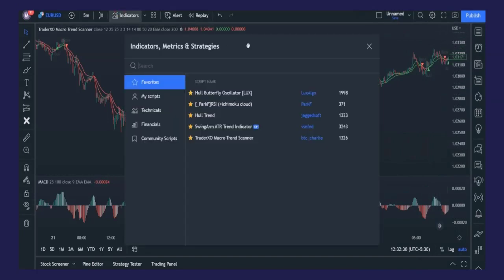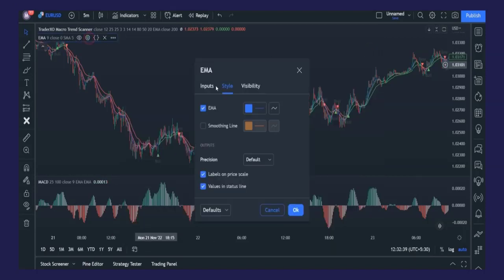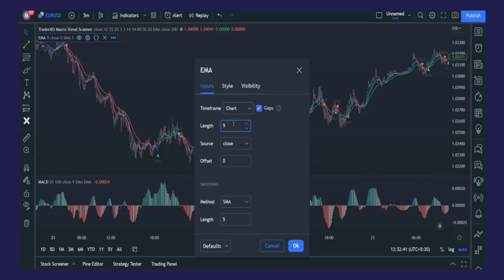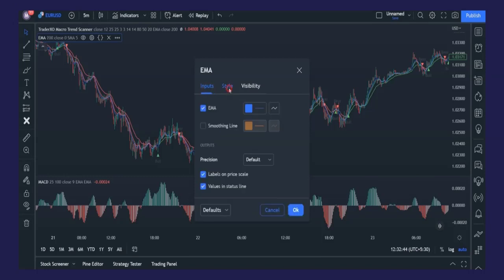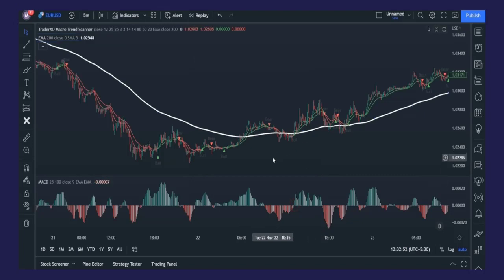Go to the Indicators tab and search MA, and add the Moving Average Exponential indicator to the chart. In the settings, I will change the length to 200, from 9. And change the moving average line's color to white. This moving average line actually shows us the direction of the market's trend. Suppose the price is above the moving average. This means the market is going upward.